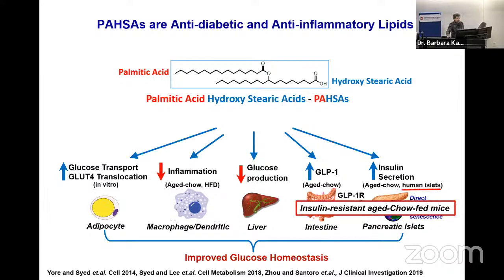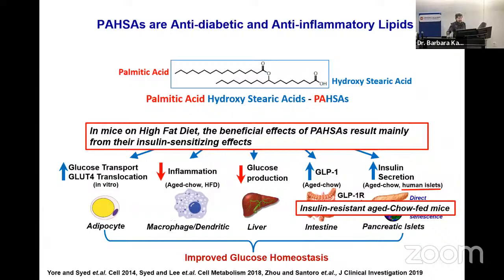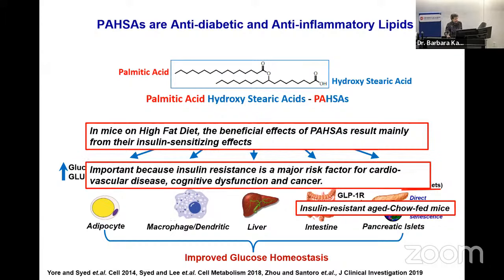Now, I want to be really clear that the secretory effects, GLP-1 and insulin, we see in insulin-resistant aged chow-fed mice, and we see in human islets, but we don't see this in mice on a high-fat diet. Instead, in mice on a high-fat diet, the beneficial effects of PASAs result mainly from their insulin-sensitizing effects. And I think this is important because insulin resistance itself is a major risk factor for cardiovascular disease, cognitive function, and cancer. And other treatments for diabetes are important, but there are people with insulin resistance who don't have diabetes who might benefit from reducing insulin resistance.